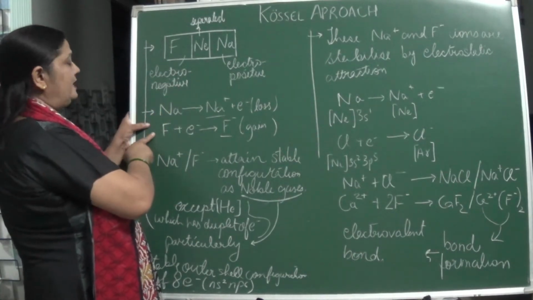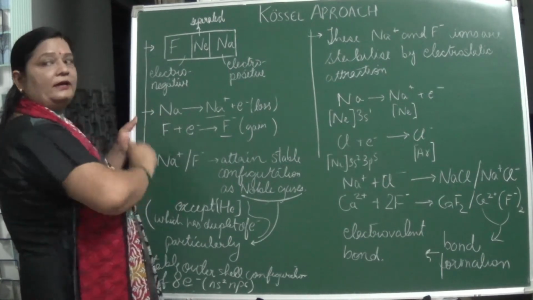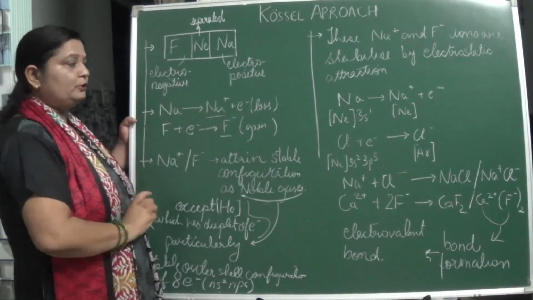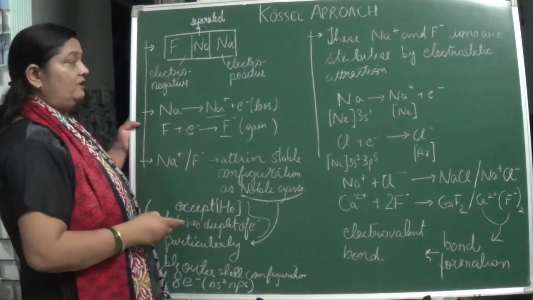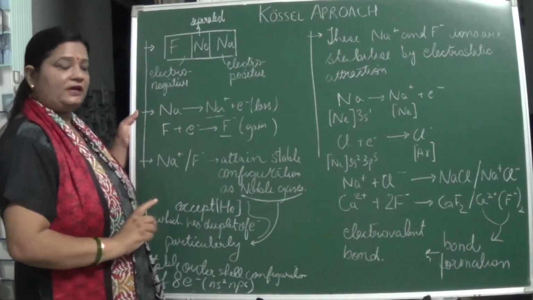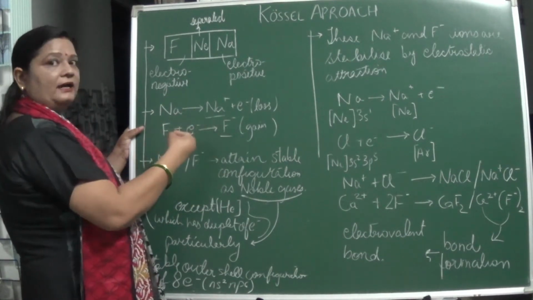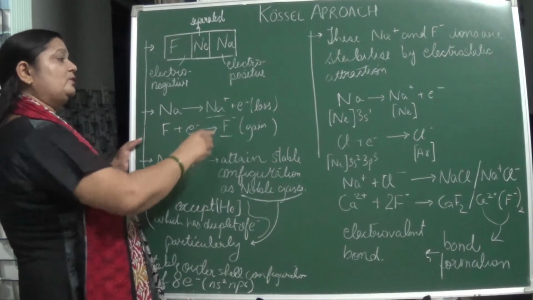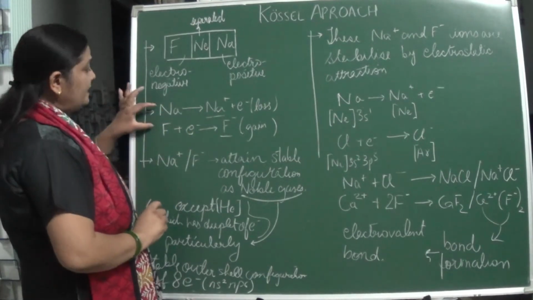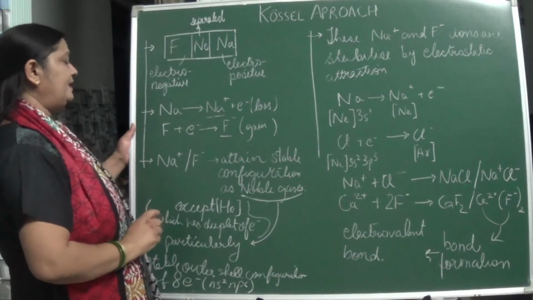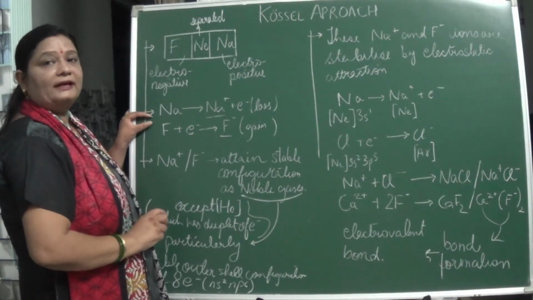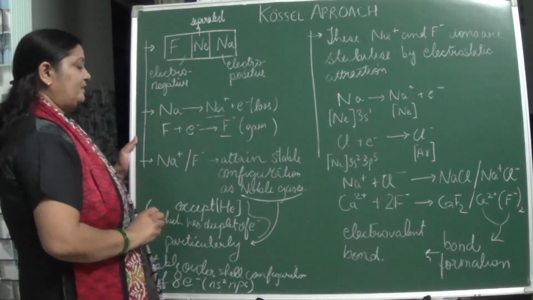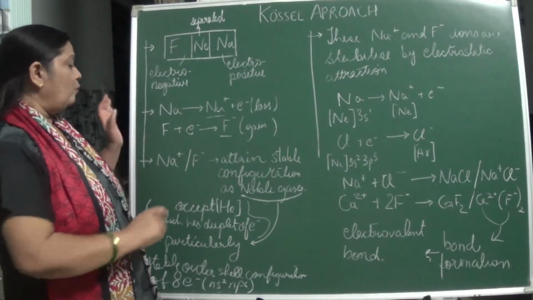Kossel explained it with an example. If we take sodium, sodium will give one electron, isn't it? So there is a loss of electron, and it is electropositive in nature. Fluorine is taking an electron, it is gaining an electron. As a result we see a minus sign over here, so it is electronegative in nature. And these two elements will be separated by a noble gas, and that noble gas is neon, isn't it?